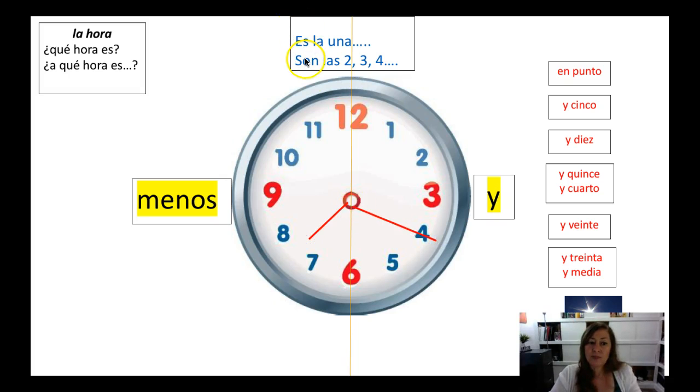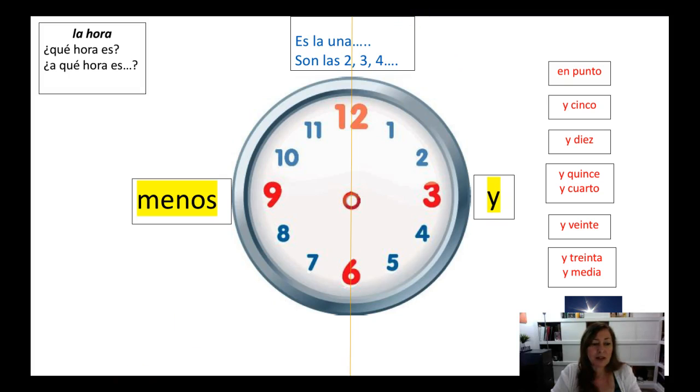Es or son. Well, 7 o'clock is the hour, that's plural, so son las 7:20. What about here, my beautiful hands? ¿Qué hora es? Son las 9:25. Y aquí son las 2:30 o son las 2:30.